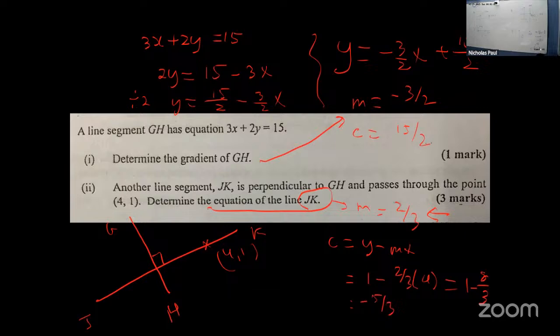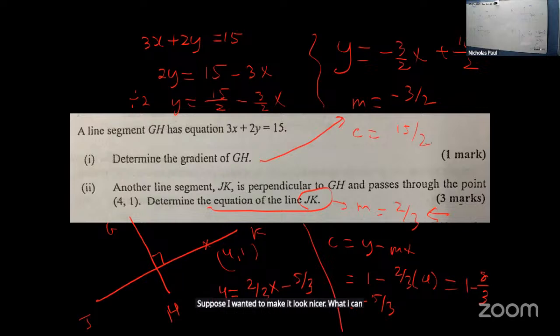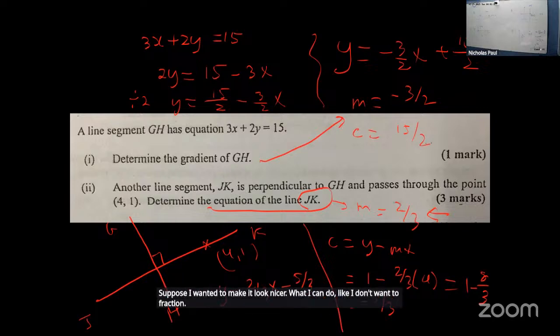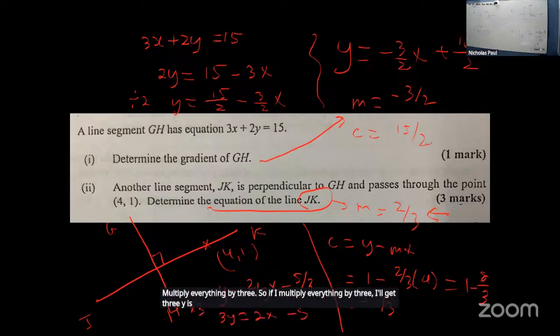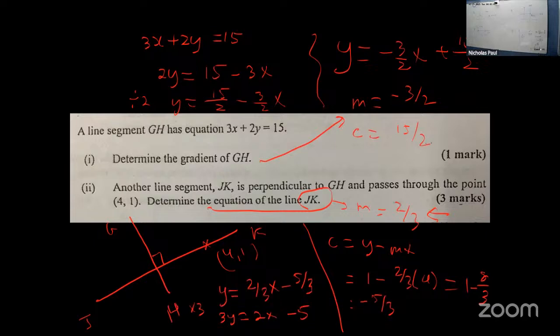So the final answer is what? y is equal to 2/3 x minus 5/3. Suppose I want to make it look nicer. I don't want the fraction, so I multiply everything by 3. I'll get 3y is 2x minus 5. So I will try to make it look a little bit nicer.